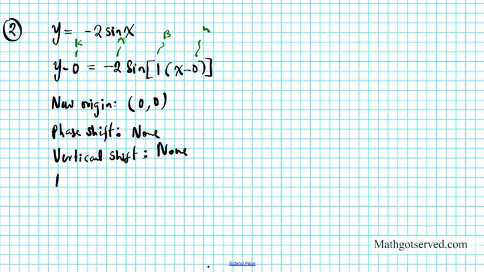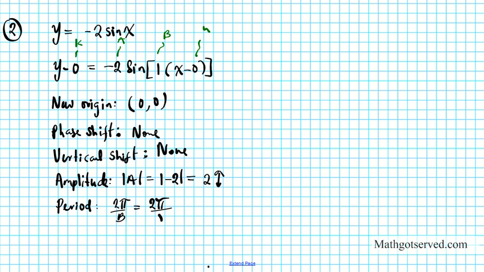Your amplitude is the absolute value of a. In this case, a is -2, so the absolute value of -2 is simply 2, so that's the displacement up and down from the central position. Alright, period. Our period is 2π/b. b is 1, so we're going to go 2π/1, which is equal to 2π, and that's side to side from the central position.